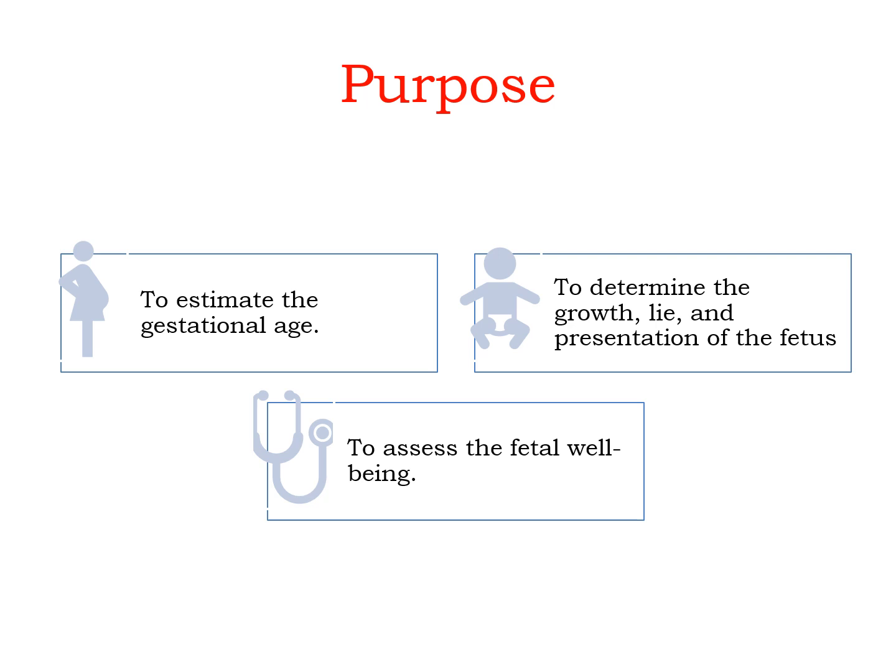So what is the purpose of doing per-abdominal examination? First is to estimate the gestational age of the pregnant mother. Two, it is to determine the growth, lie and presentation of the fetus, which we studied earlier in the definition. And number three is to assess the fetal well-being through fetal heart rate.